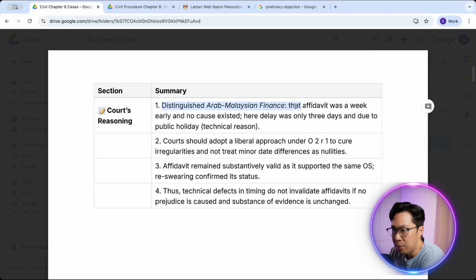The court distinguished Arab Malaysian Finance. In Arab Malaysian Finance, the affidavit was affirmed a week earlier. That's why I want you to know the facts. Here, the delay was only 3 days and due to a public holiday, a technical reason. The courts adopt a liberal approach, and that's why.